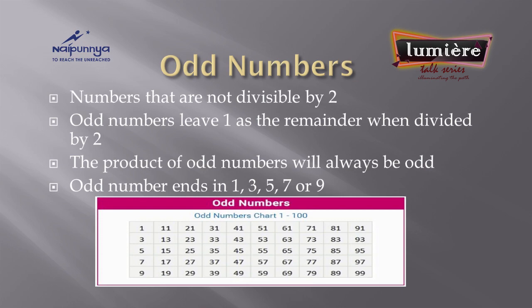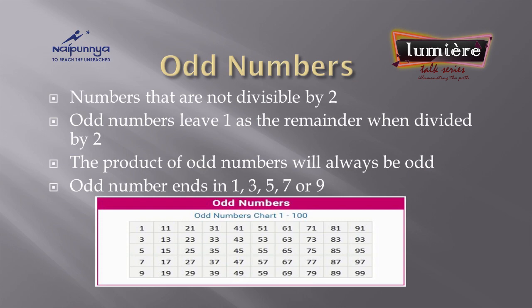Next is odd numbers. The numbers which are not divisible by 2 are known as odd numbers. In other words, odd numbers can be defined as the numbers which leave 1 as a remainder when divided by 2. The product of two odd numbers will always be odd. Odd numbers end in 1, 3, 7 or 9.